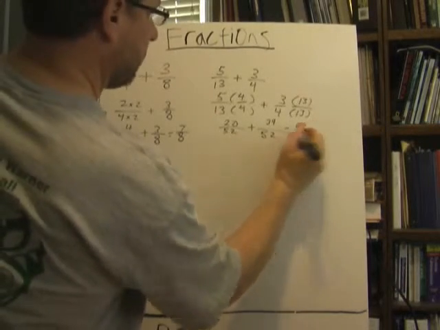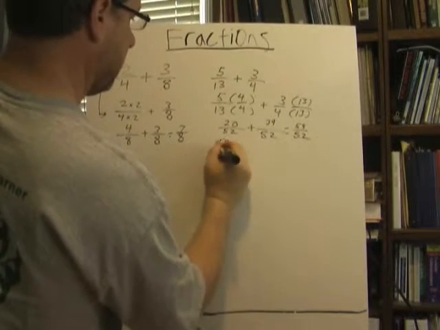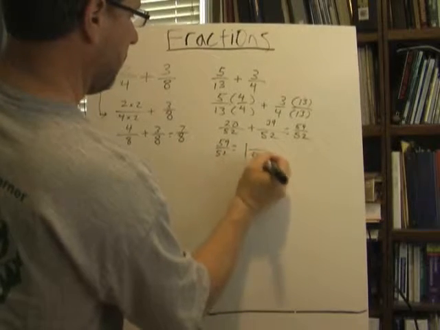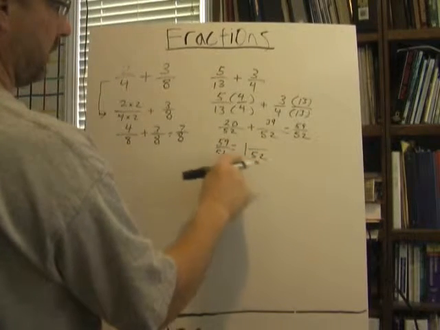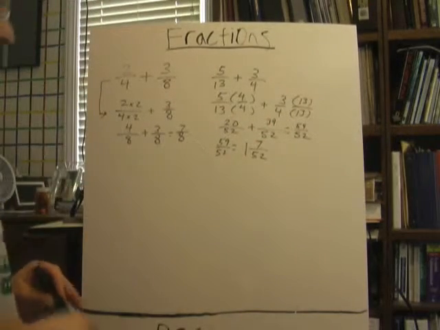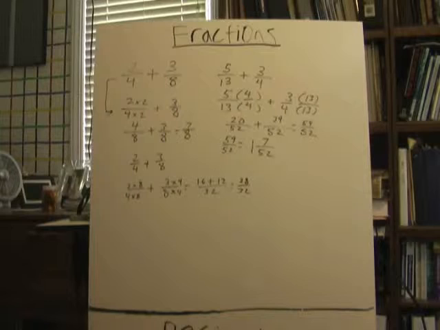Which equals 1 and 7 over 52. So that's your final answer right there.